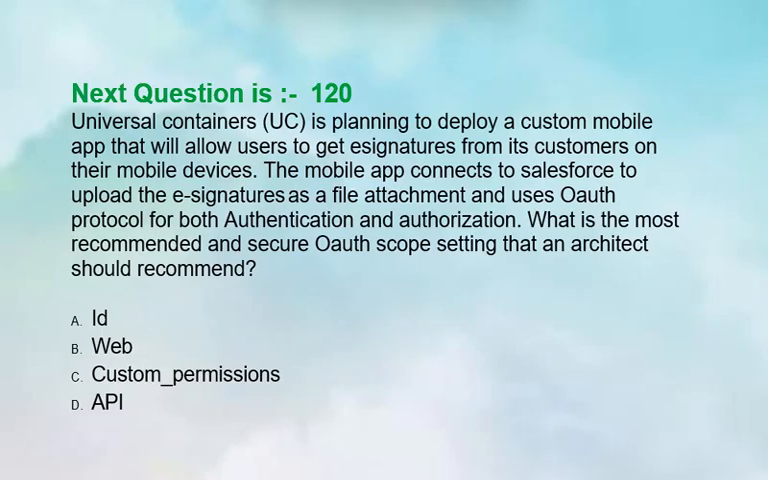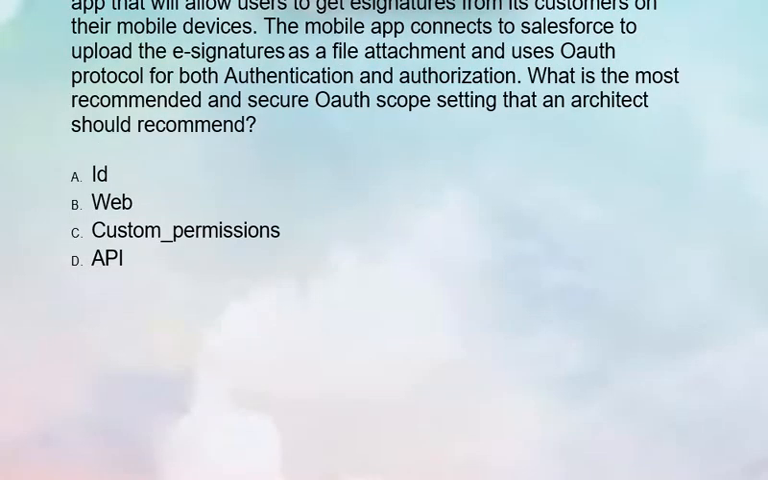Option A: id. Option B: web. Option C: custom_permissions. Option D: api. Correct answer is option D.